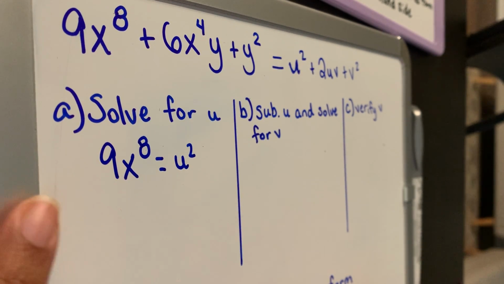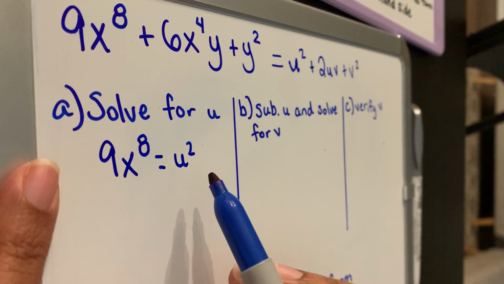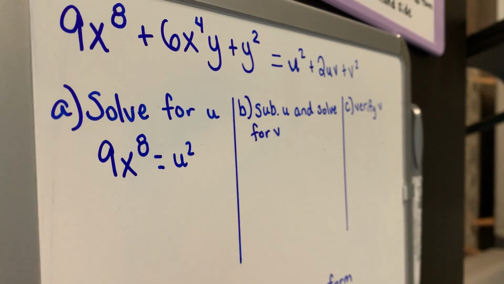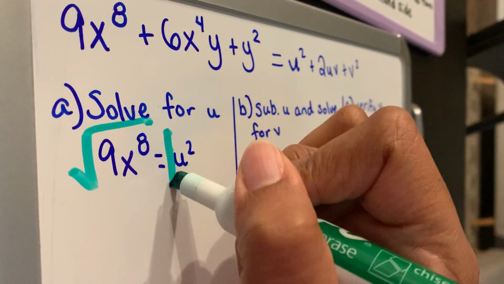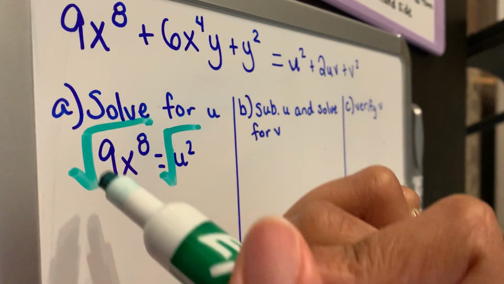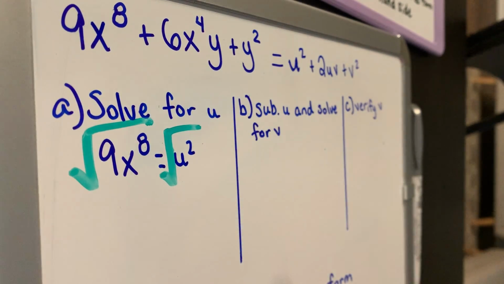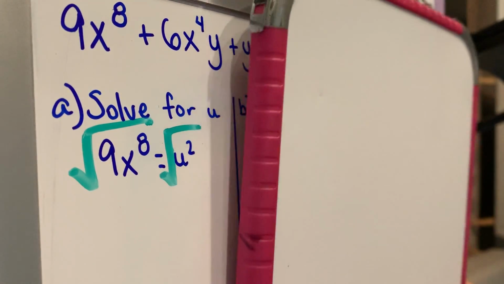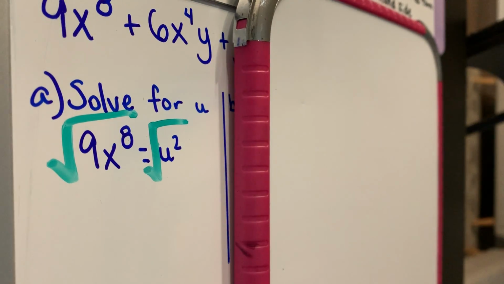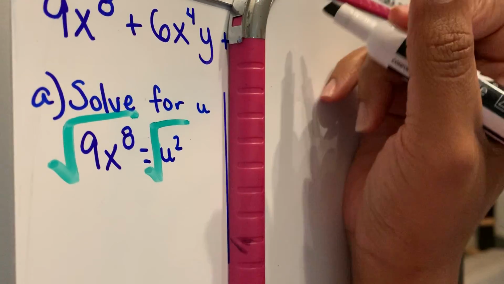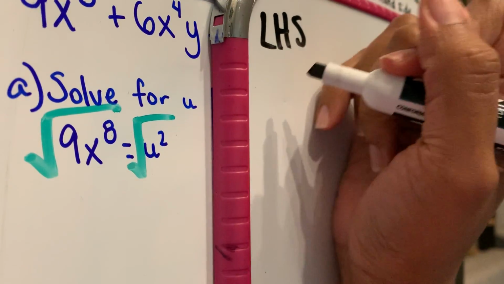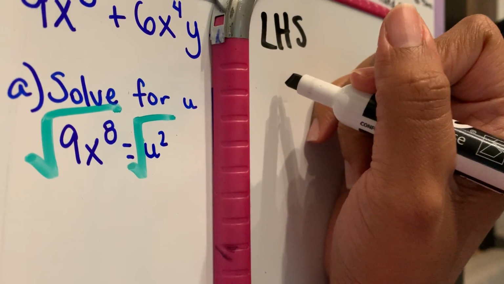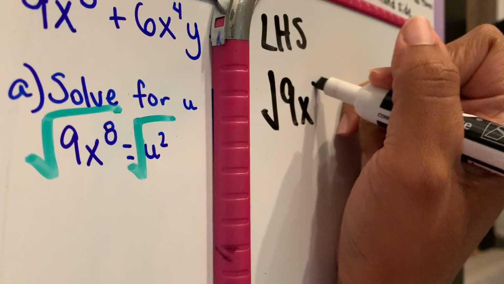So how do I do it? Well, I want to solve for u and I see that it's squared. So the first thing I should try to do is take a square root to undo the square. I'm going to take the square root of both sides. If you looked at the first video, this should look very familiar. I have a separate whiteboard I'm going to use to show my scratch work on. Let's do the left-hand side first, LHS, the square root of 9x to the 8th power.